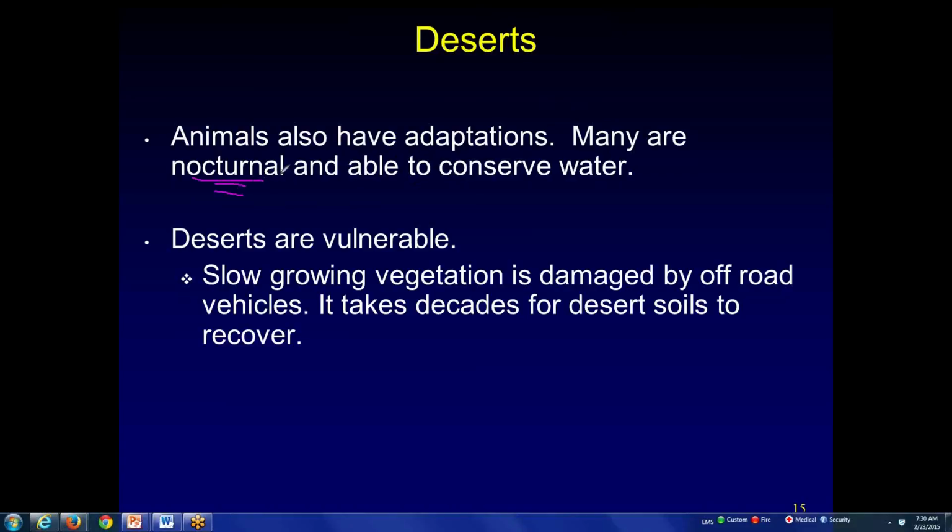Again, being nocturnal helps, but also digging down in the soil is good too. So a lot of animals in the desert dig down in the soil where it's cooler, and so a lot of them are burrowing animals.